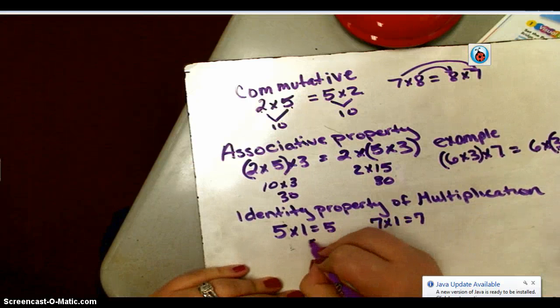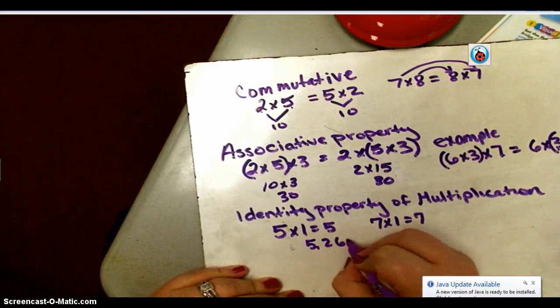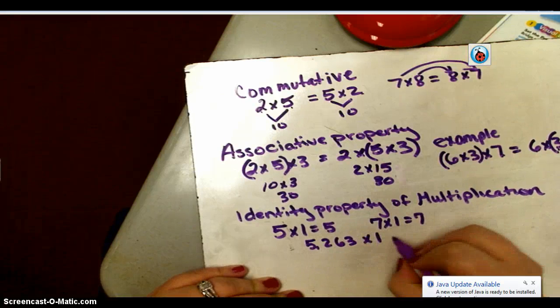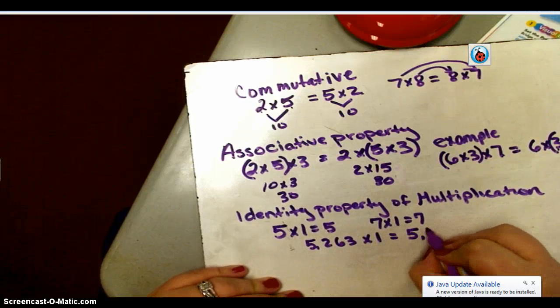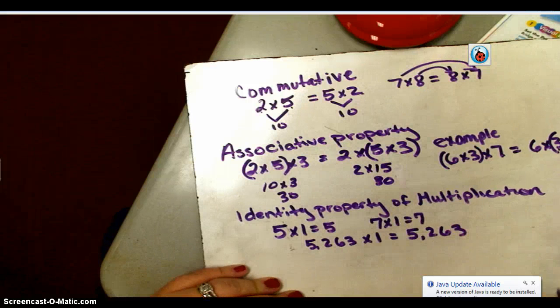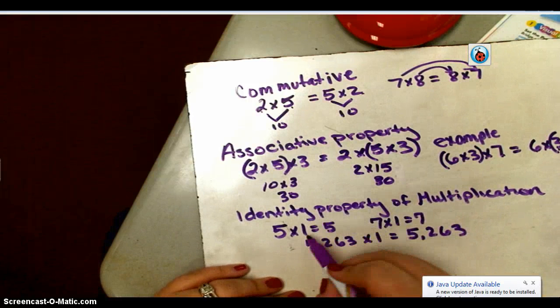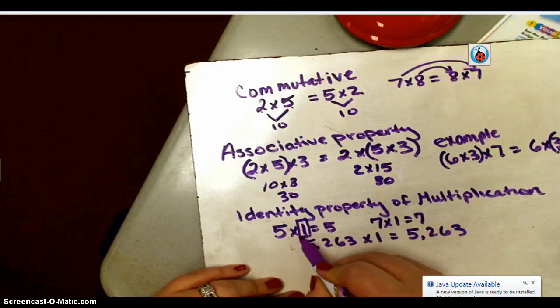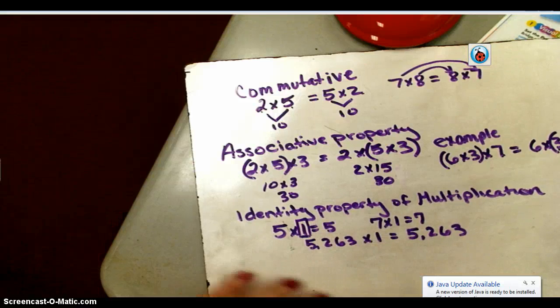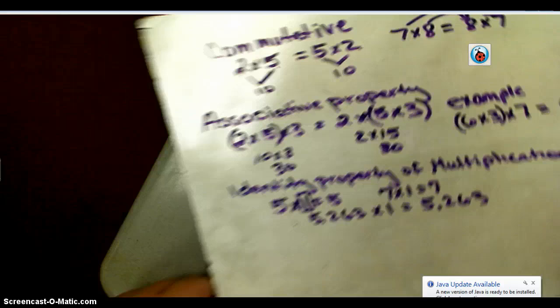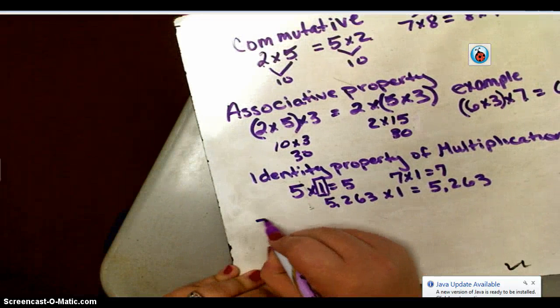If I have 5,263 times 1, the answer is 5,263. Identity property says anything times 1 is itself. Okay? And then we have zero property of multiplication.